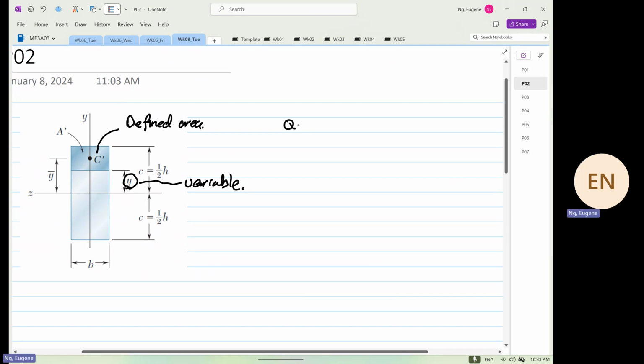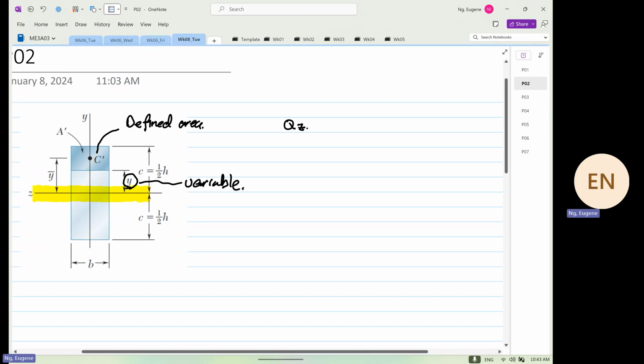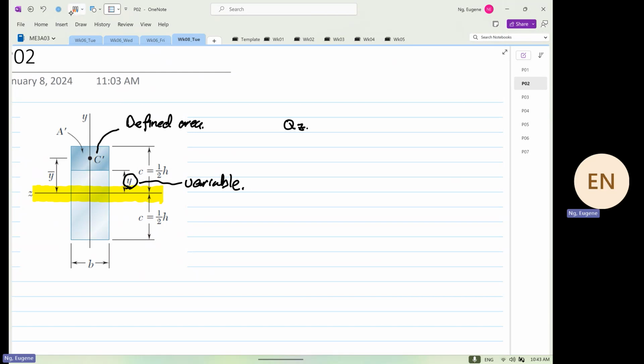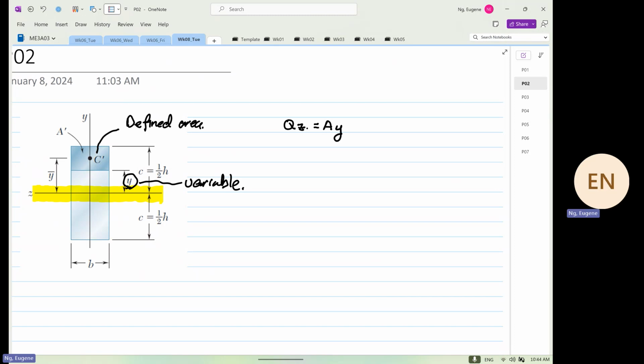and Q is Z. This is Qz. Qz means what? The first moment of area is going to rotate about which axis? The Z-axis. The moment is going to be taken from the Z-axis. So the definition of moment is any value or the cross-sectional area multiplied by Y bar. Now, we are going to come out with an expression. As I say, Y is a variable.